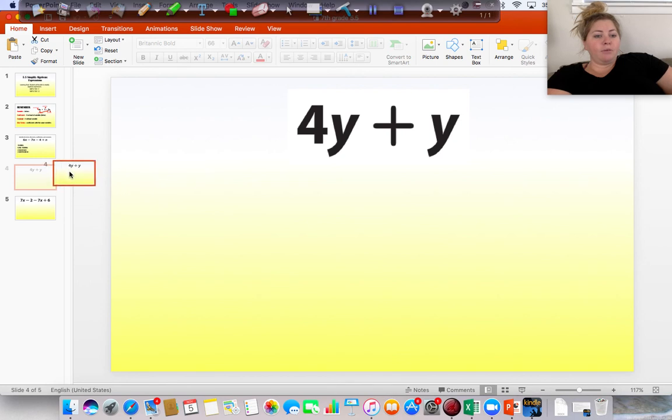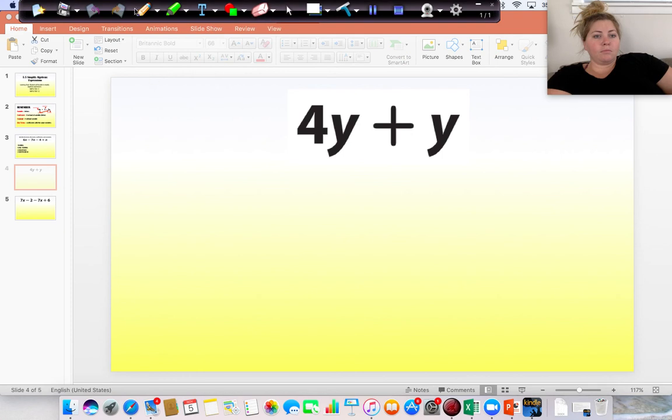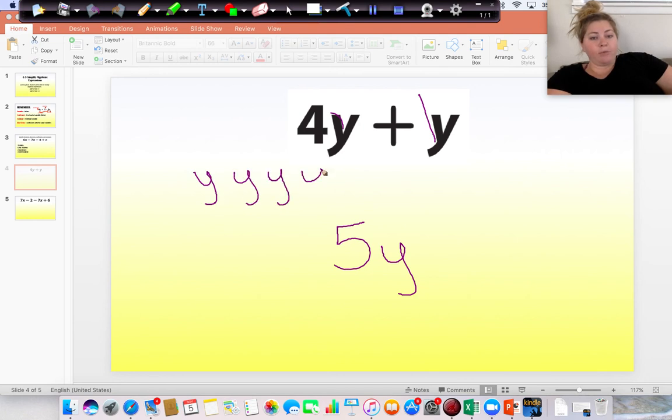So here, we want to simplify this algebraic expression. And when we simplify algebraic expressions, we want to combine like terms. Well, these are both like terms because they both have variables that are the same. They both have y's. So we are just going to add them together. When we have 4 y's and we are adding them to 1 y, in total we have 5 y's. And if you're confused about this, I would actually write out your y's. So we've got 1y, 2y, 3y, 4y, and we are adding 1y to that. So 4y's plus 1y equals 5y's.